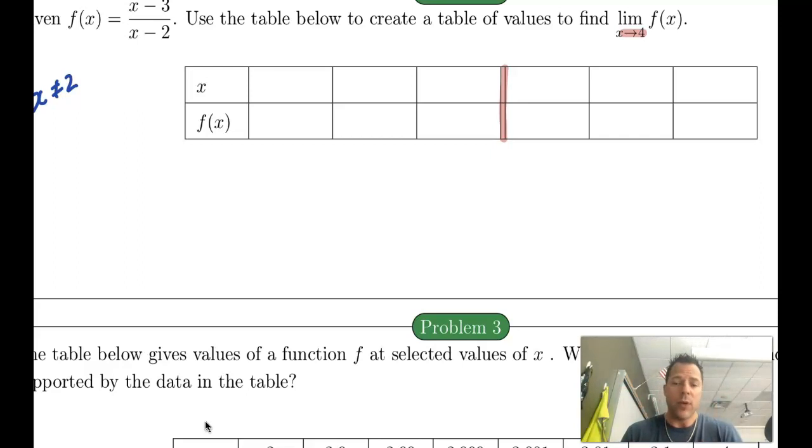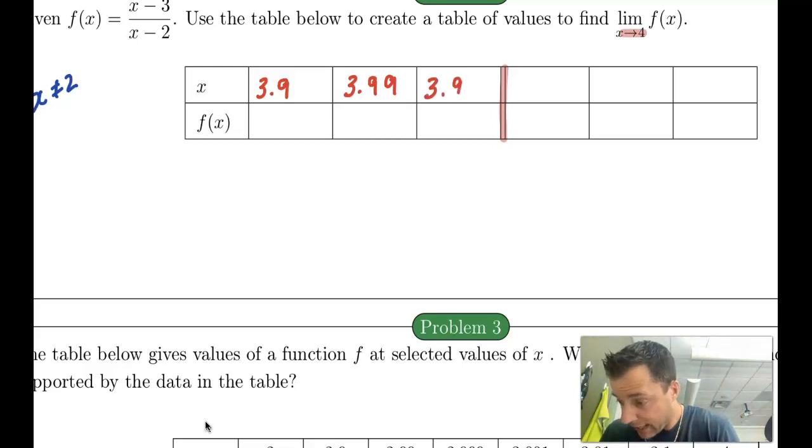Well, when we do this, we might want to start with a value like 3.9. That's close. Well, let's get even closer. How about 3.99? Those are numbers I'm looking at from the left of 4. And how about 3.999? Now what we can do is plug each of those values into that numerator and simplify, but that gets tedious.